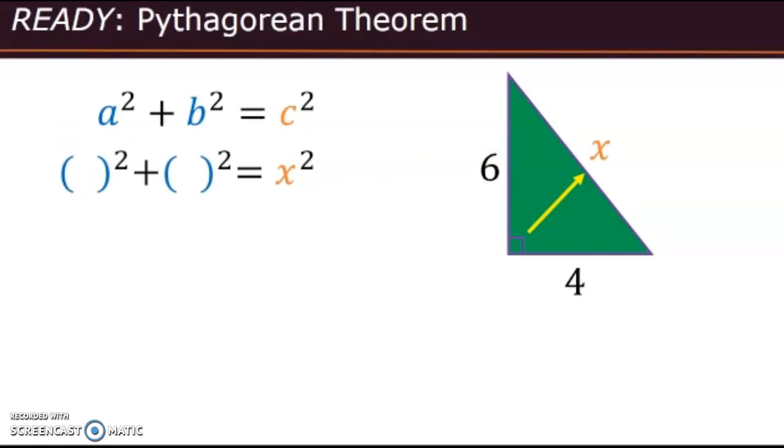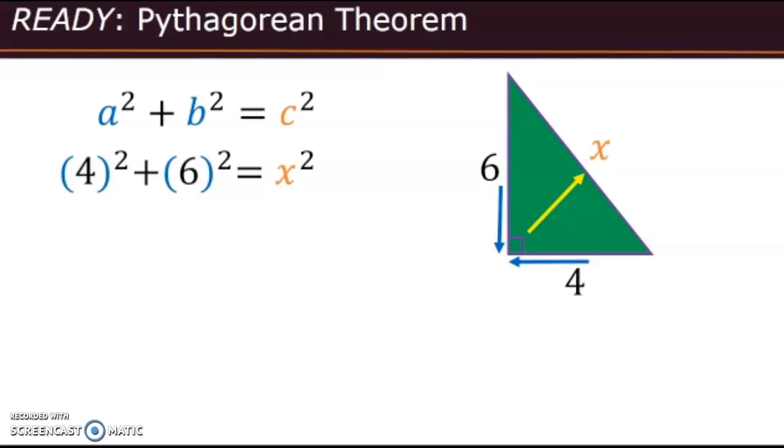Further, 6 and 4 are the legs, meaning they make the 90-degree angle, so they would be substituted in for a and b. Note that since a and b are both legs, 6 could replace either a or b. Similarly, 4 could replace either a or b as well. So we have 4 squared plus 6 squared equals x squared.